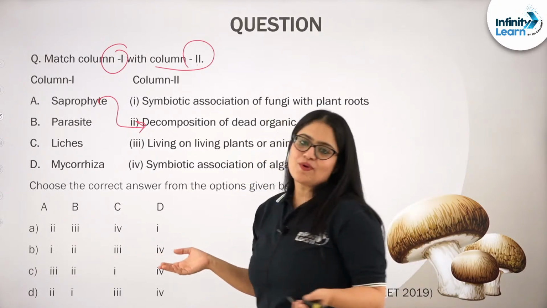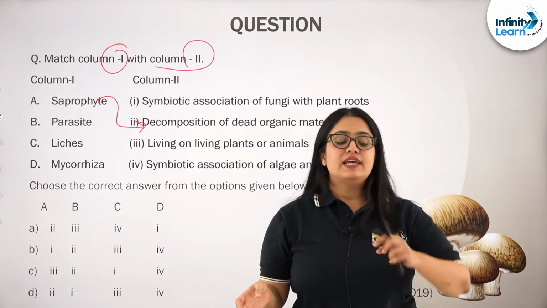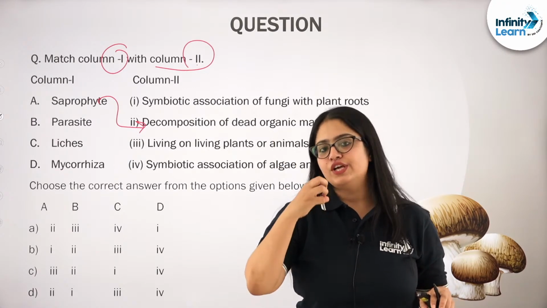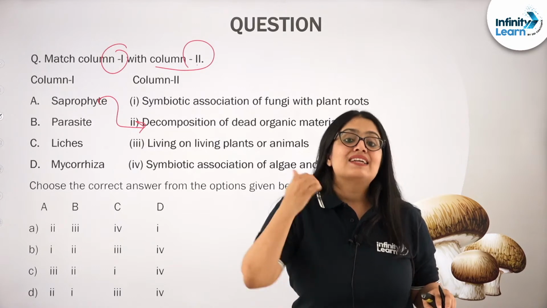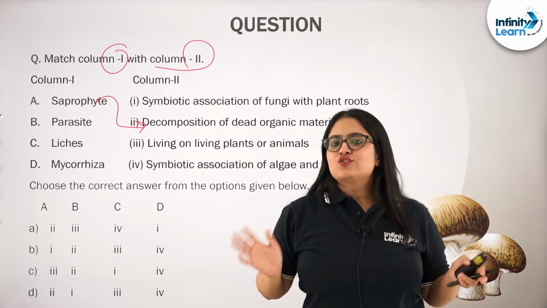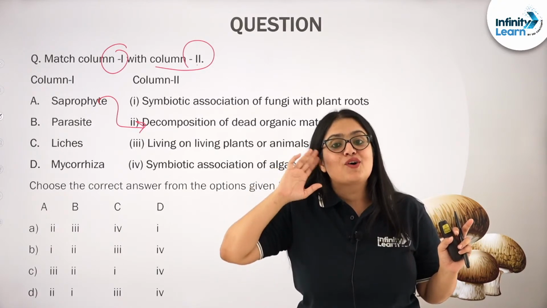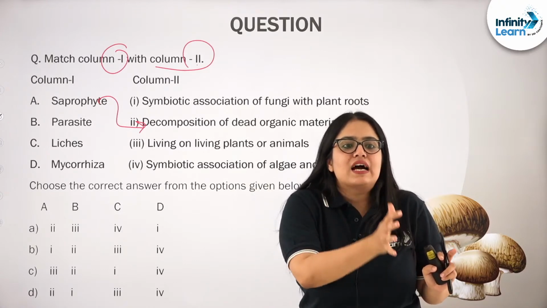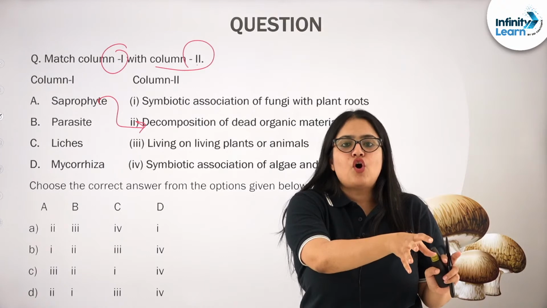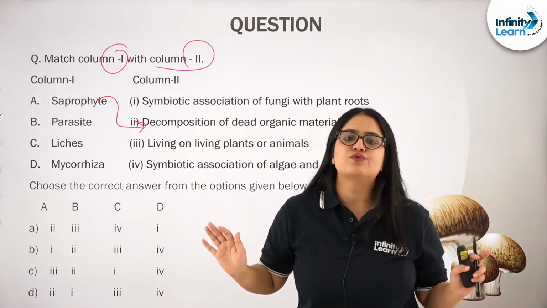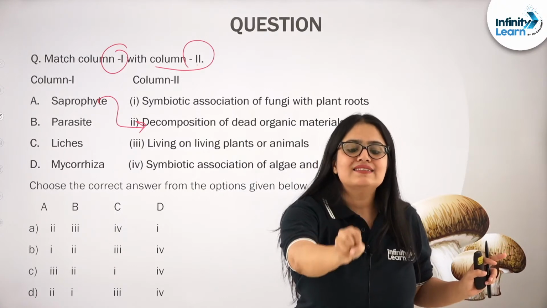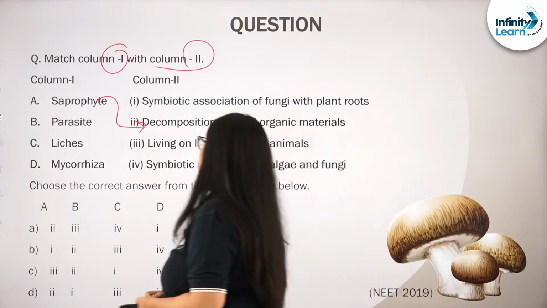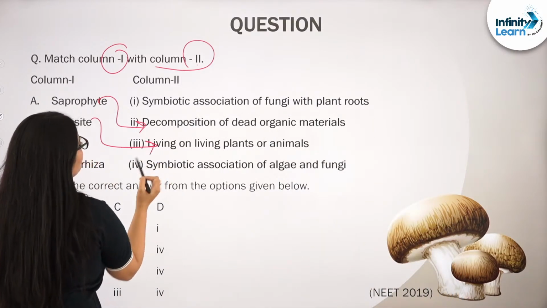Next, parasite, very important. What do parasites do? A parasite will either live inside or on living organisms. So parasites obtain their nutrition at the expense of the host's energy. They will not do any decomposition or breakdown. A parasite will not invest its own energy in converting complex food into simpler food. They will simply obtain the easily absorbable form of food from the host body. So they will live on living plants or on animals.